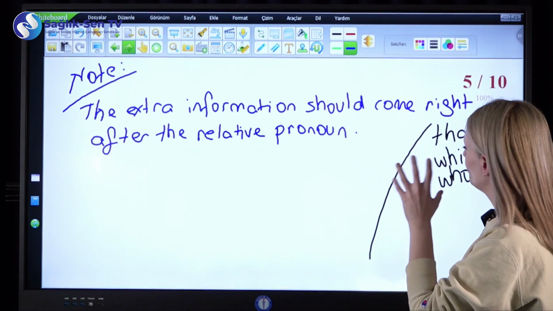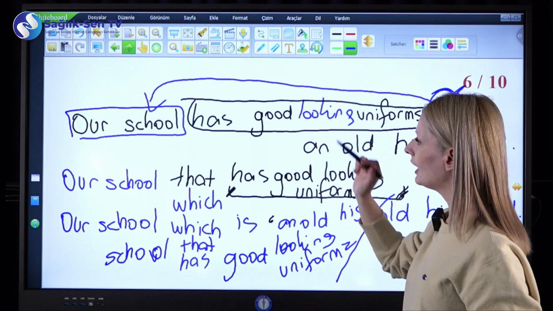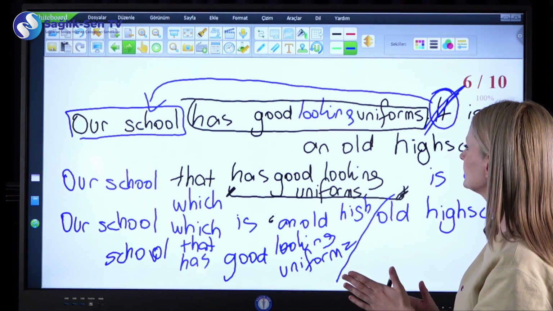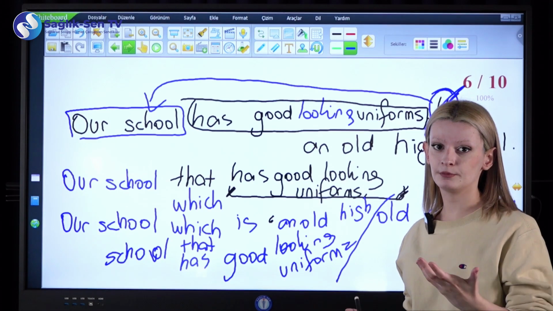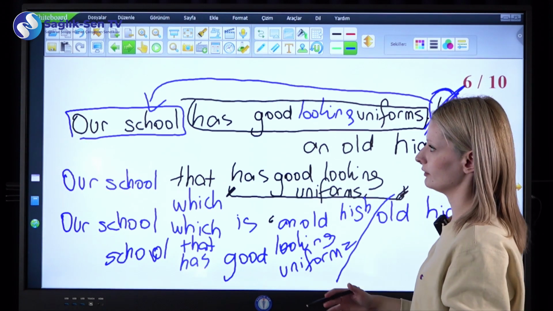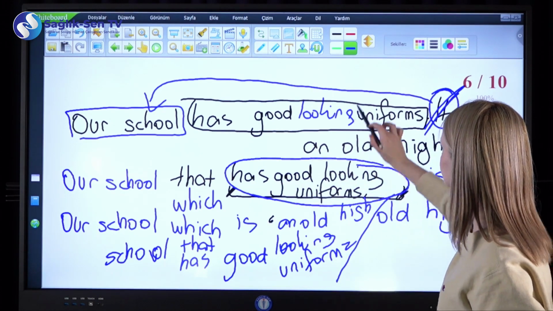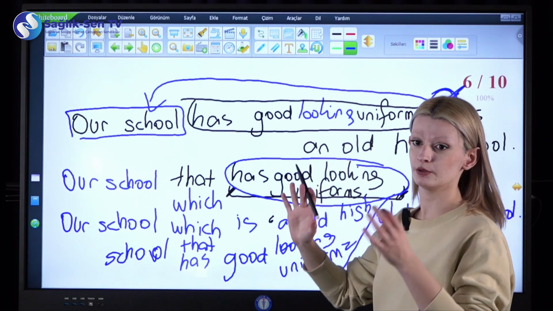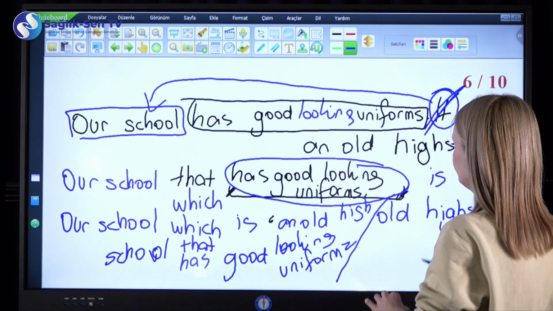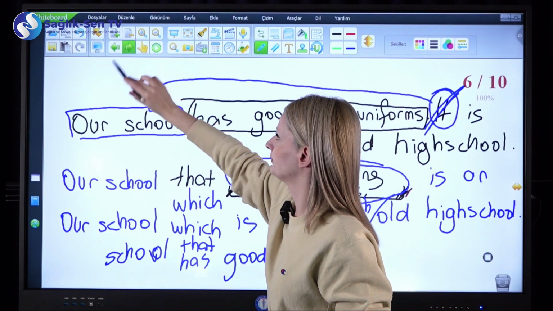So we have written down another one. Our school has good-looking uniforms. It is an old high school. Again, it depends. What is your main purpose? What is your extra information? Our school that has good-looking uniforms. In this example, I wanted this information to be the extra one, and then went on with the other sentence.